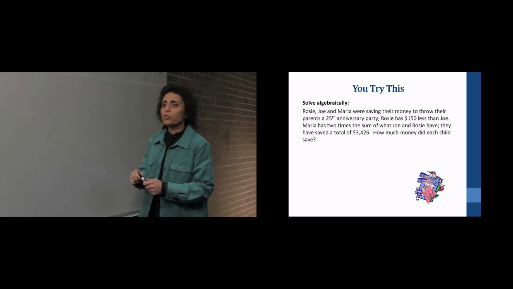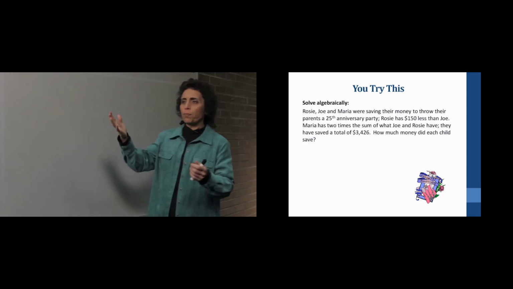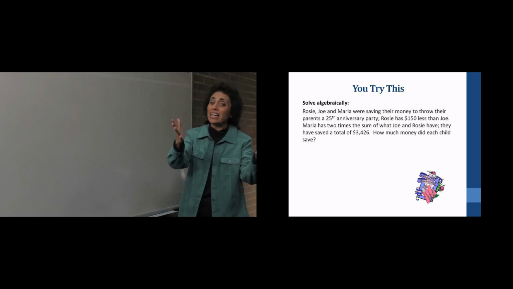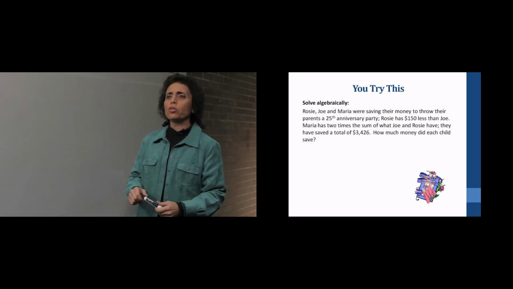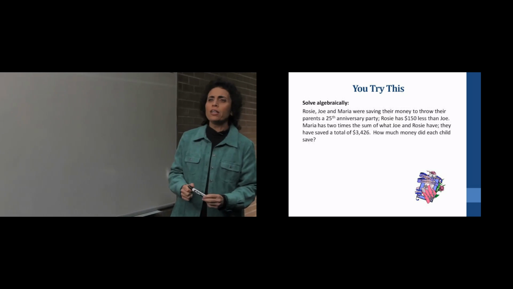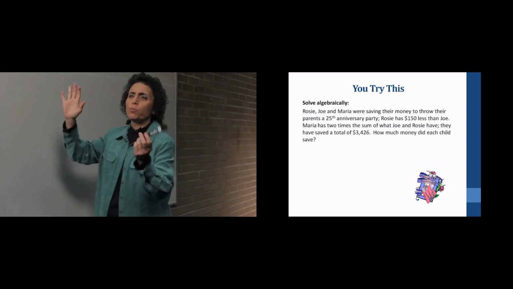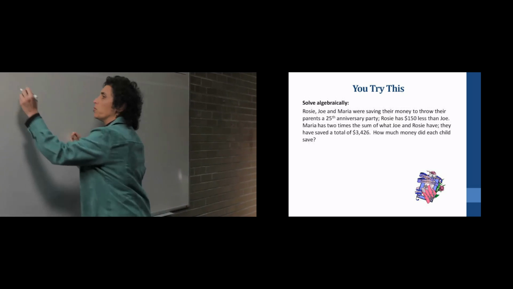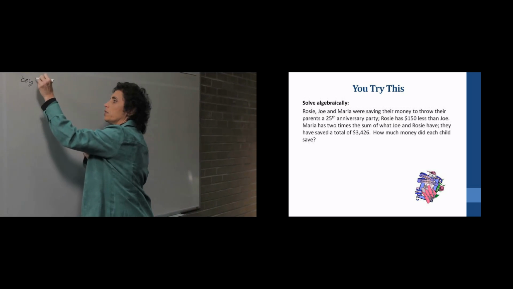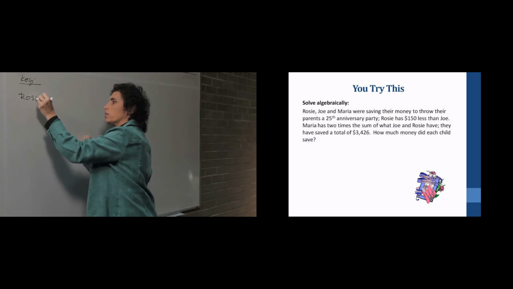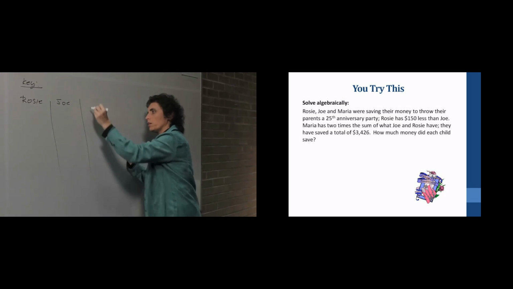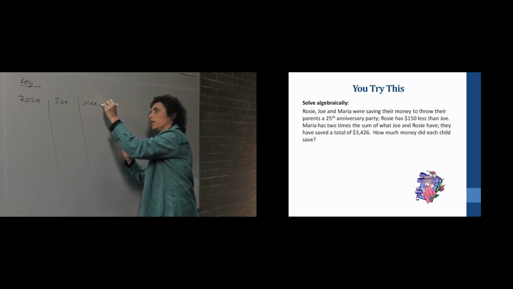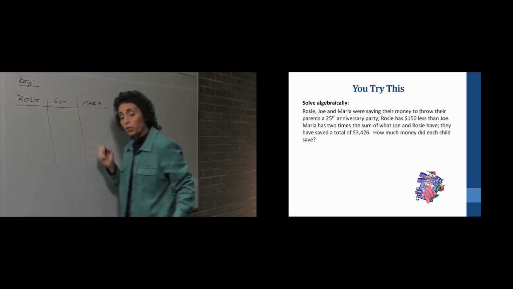All right, here we go. Rosie, Joe, and Maria were saving their money to throw their parents' 25th anniversary party. That's nice, but not important. Rosie has $150 less than Joe. Maria has 2 times the sum of what Joe and Rosie have, and they have saved a total of so much money. Okay, so we have 3 unknowns. Here's our key. We have Rosie, Joe, Maria.